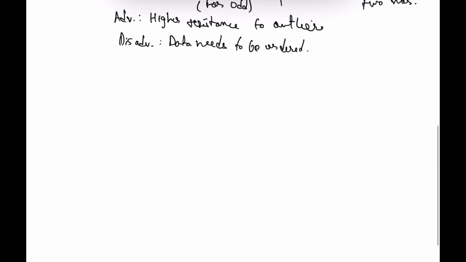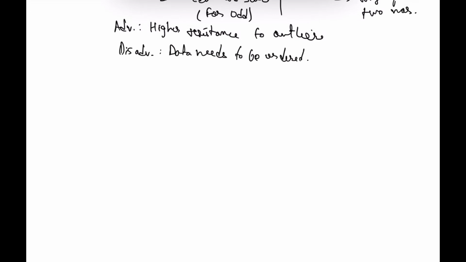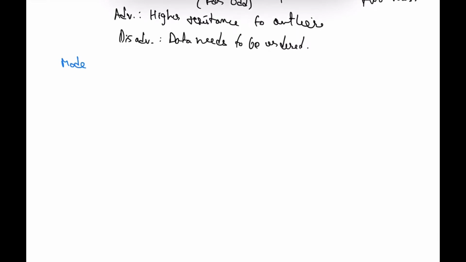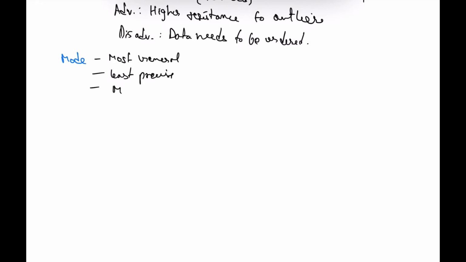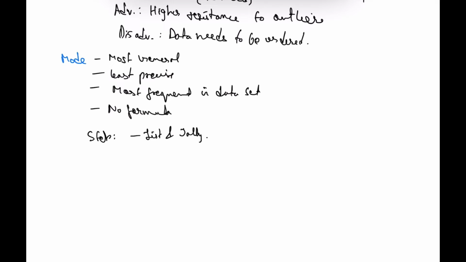Now we will talk about our next topic, that is mode. What is mode? It is the most general and least precise way of calculating the centerness of the distribution. Mode is the one which is most frequent in the data set. There is no formula to calculate it, but what is the step? The step is to list and tally. Simple.